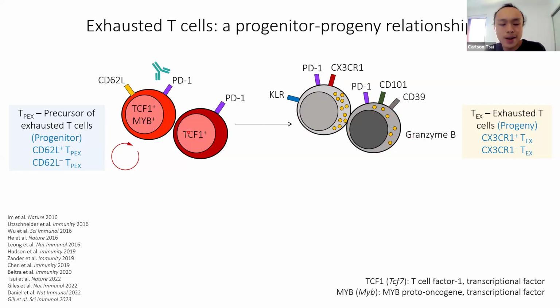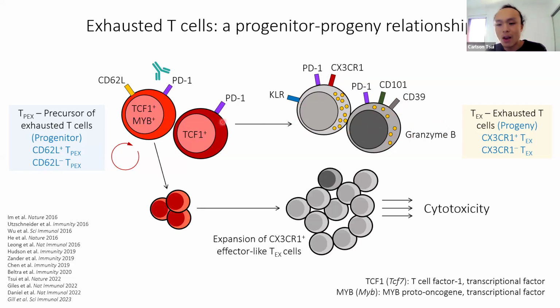We now know that T-PEC cells are the targets of immune checkpoint blockade therapy, and that drives a rapid increase of effector cells via an increased expansion of the T-PEC cells. And we know that typically the clinical response in cancer ICB treatment is associated with the expansion of CX3CR1 effector-like TX cells. Therefore, it is very important to understand how this process is regulated.